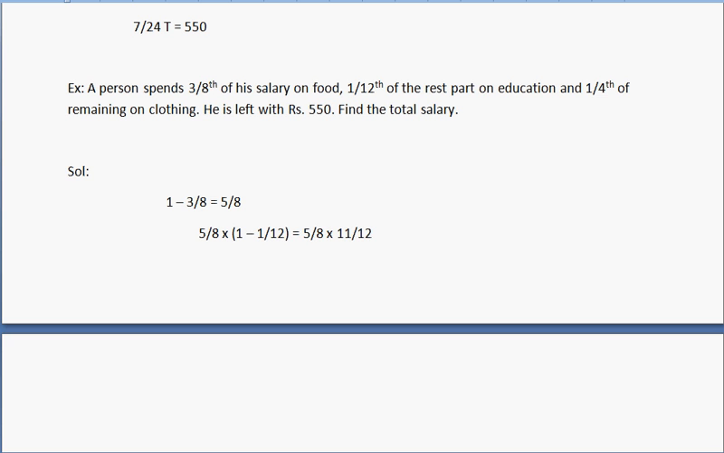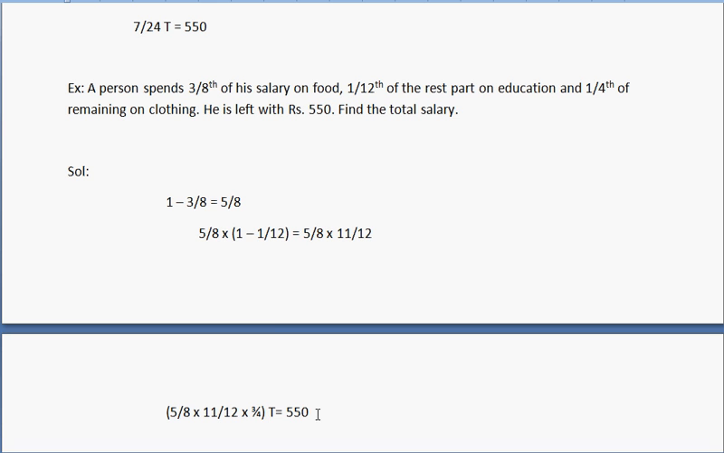Now out of this, he spends 1/4 on his clothing, so he is left with 3/4. Now this is given to be equal to 550. So this is the final thing which he is left with. So if the total salary was T, he was left with this fraction of T. Now we can find T easily from this.